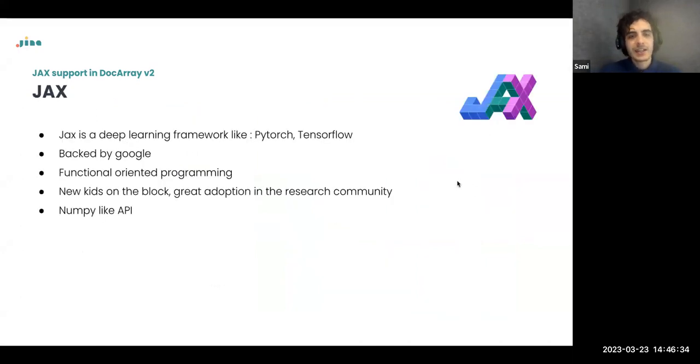So what is JAX? JAX is a deep learning framework. It's basically equivalent in terms of functionality to PyTorch or TensorFlow. It's backed by Google. It has a functional programming orientation. It's the new kid on the block, the new deep learning framework. It has a NumPy-like API. Yes, this is what JAX is about.